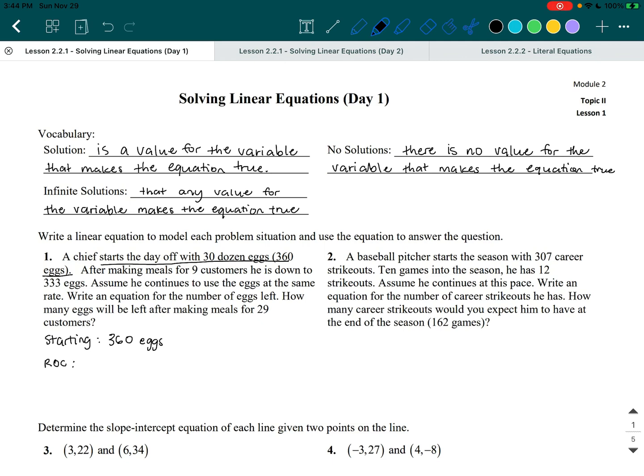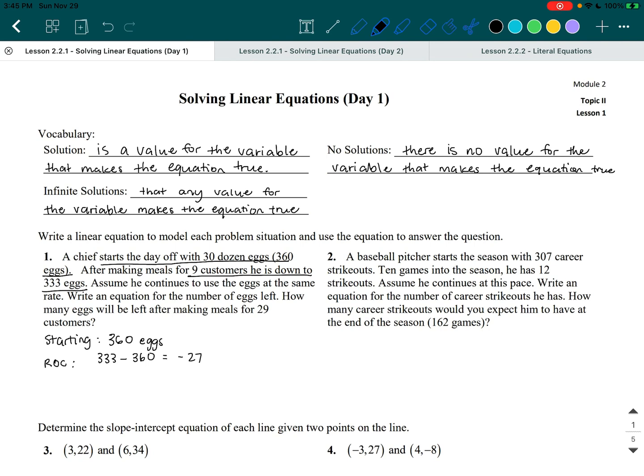So after making meals for 9 customers, he is down to 333 eggs. So the rate is going to be eggs per customer. Let's figure it out. He has 333 eggs left, but he started off with 360. How many eggs did he go down? If you subtract that, you would get negative 27.